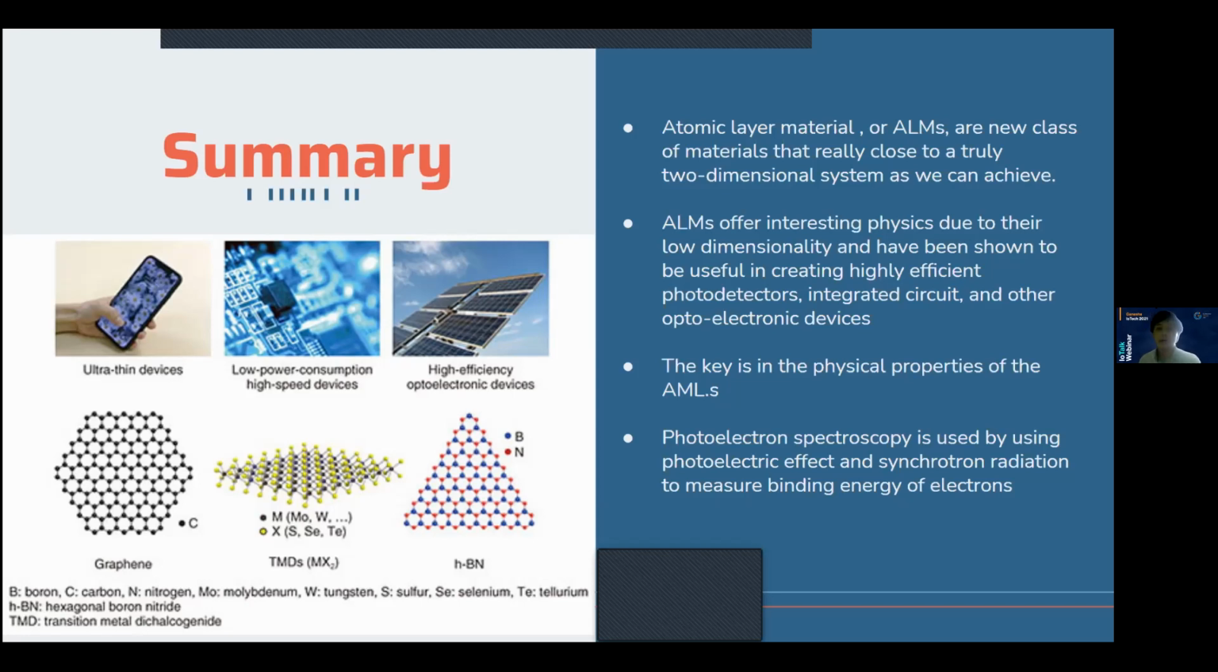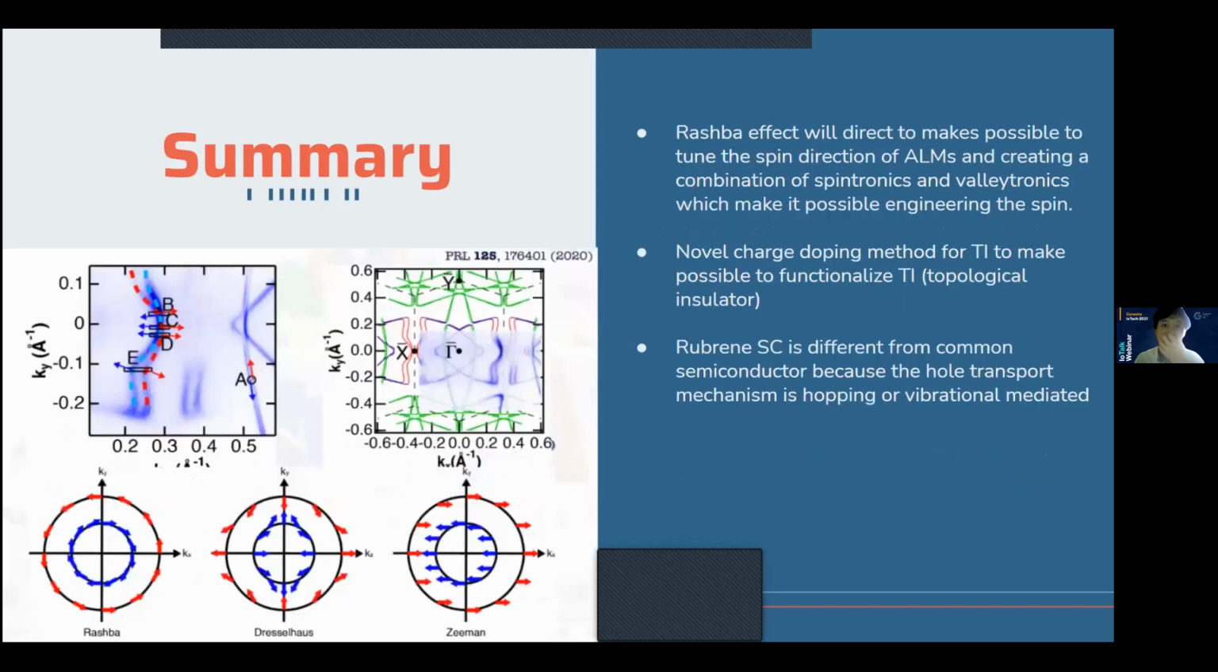My summary is that photoelectron spectroscopy uses the photoelectric effect and synchrotron radiation to measure the binding energy of electrons. There are so many other uses for photoelectron spectroscopy, but because the time is limited, I will go on. After that, Sakamoto Sensei delivered about the Rashba effect.